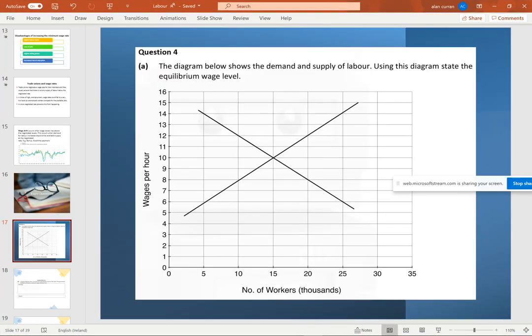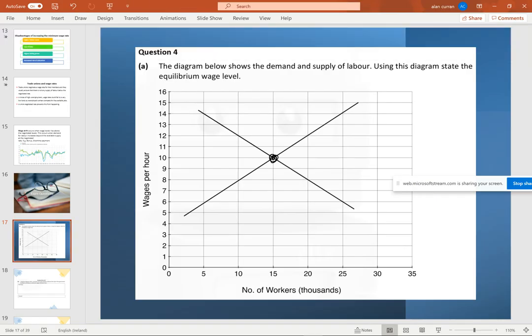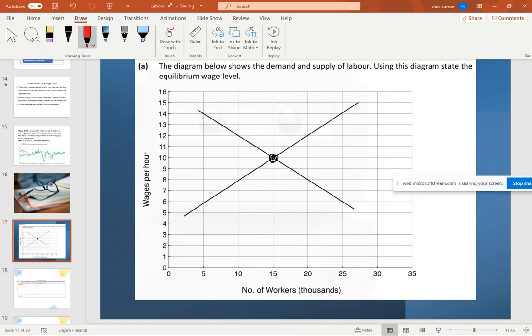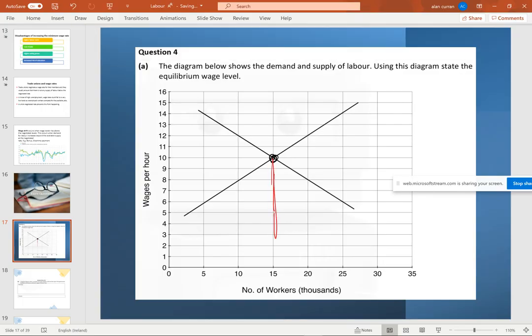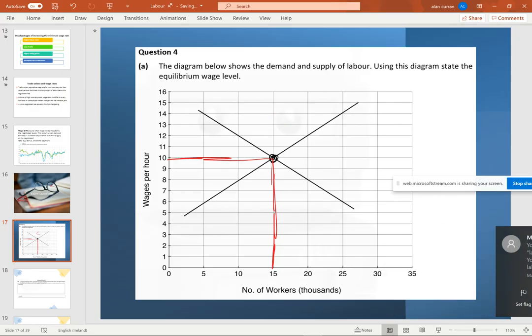So where is the equilibrium wage level? Well, it's not a difficult thing to do. It's kind of right there, isn't it? Let me just do this in red. So the equilibrium wage level is down here, 15,000 workers and 10 an hour. So that's E. And you need to say this. That looks like a euro symbol. So that's E. E for equilibrium. There's your equilibrium wage rate. Not that difficult to do.